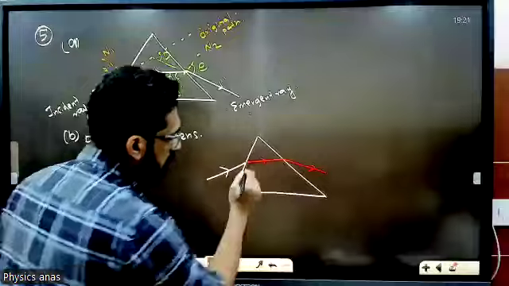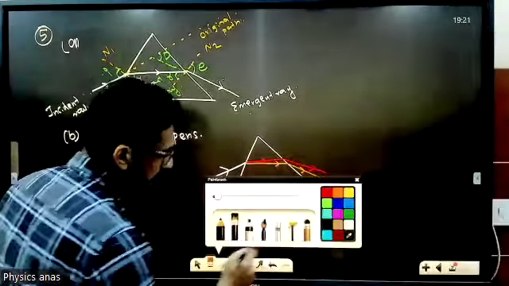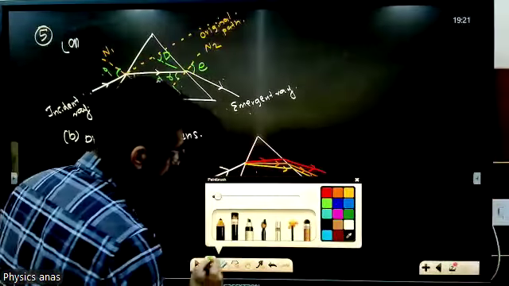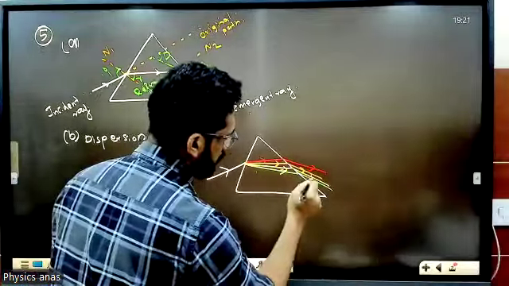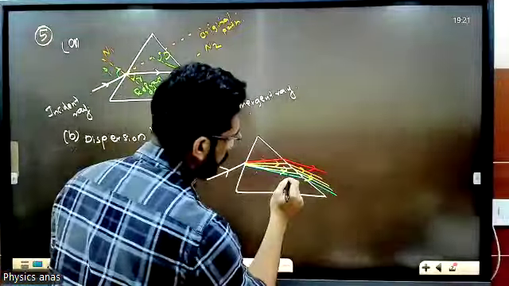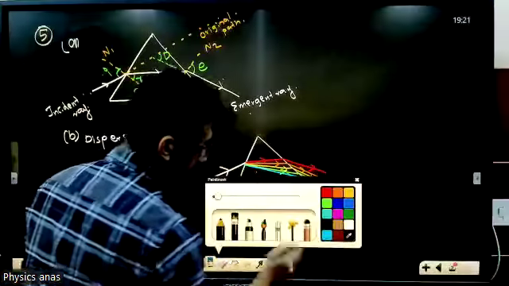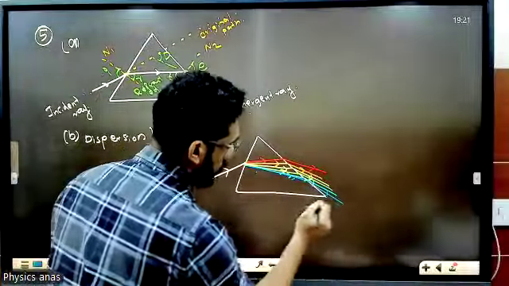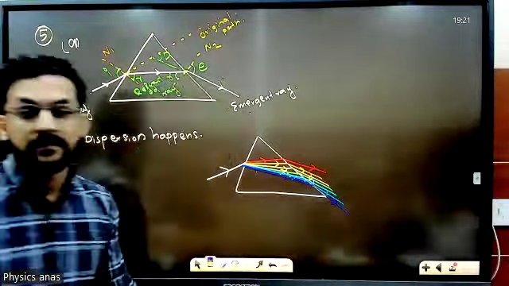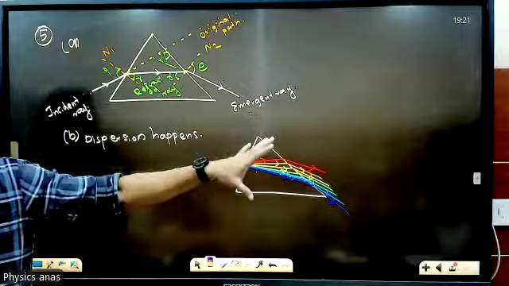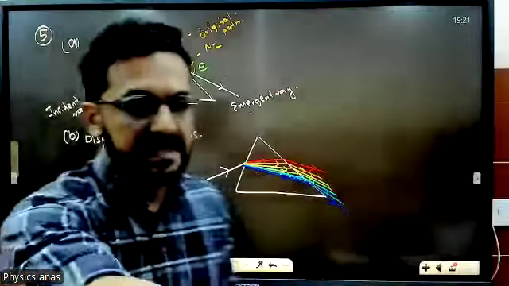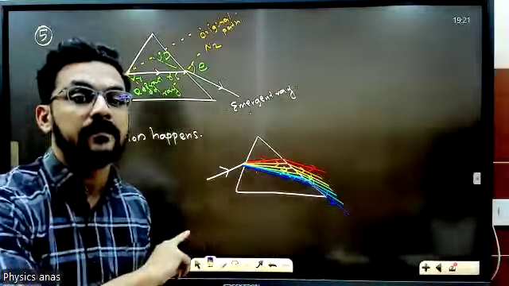That's red. The second one will be orange, the third one will be yellow, and the fourth one will be green. What is the fifth one? Blue. And the sixth one is indigo. And what is the last one? Violet. This is what happens at a prism when a white beam of light enters the prism.